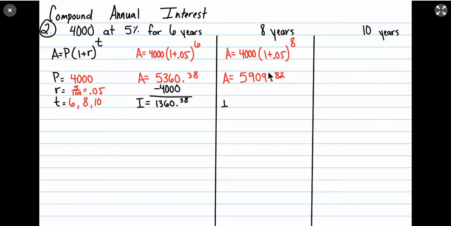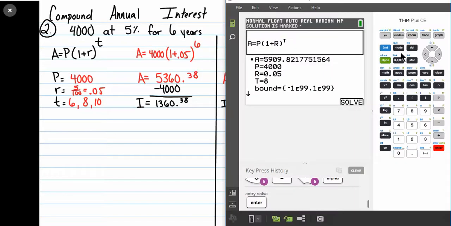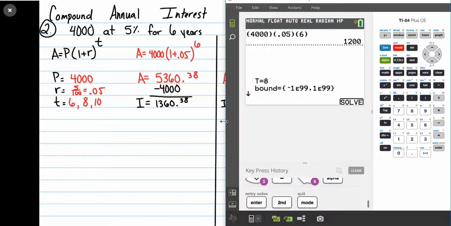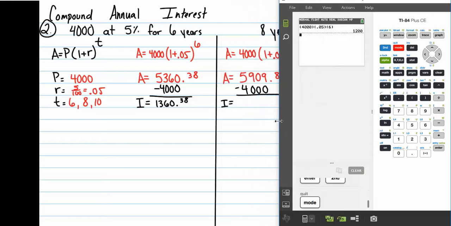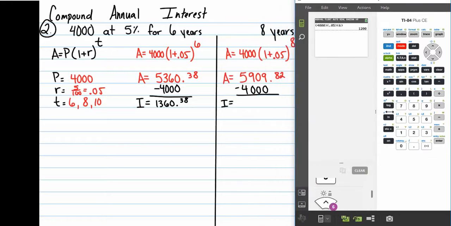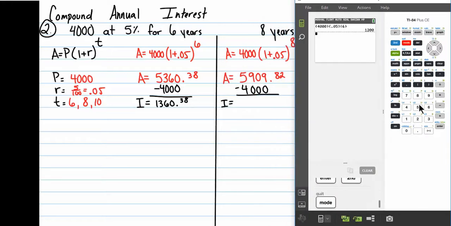So I'll take away the money that I borrowed, and how much was I charged in interest? So what's that, 5909? I can go back to my home screen to do this. Ooh, this got small. Alright, so hopefully y'all can see that. So what's 5909.82 minus what I put in, the 4,000, or what I borrowed, the 4,000. And so I would have 1909.82.